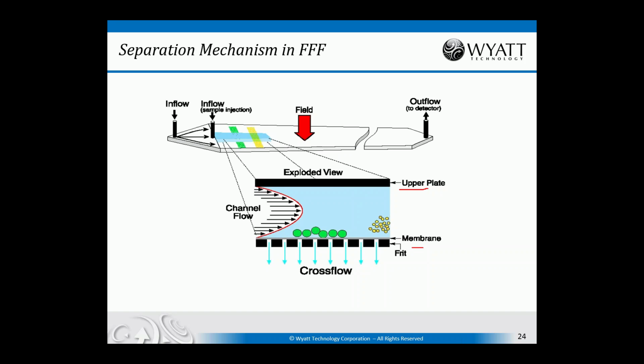There's a counterforce, which is diffusion, which causes the analyte to flow back up towards the center of the channel. The small molecules will diffuse higher. The larger ones will not, and they'll stay closer to the membrane. Now, the channel flow, which is parallel to the membranes, does have a parabolic distribution. So the closer you are to the center of the channel, the faster the flow, and therefore the smaller particles, which diffuse up higher, will come out faster. And so in the case of FFF, the small particles come out first, and the large particles come out later, which is opposite to the way things work with standard SEC.